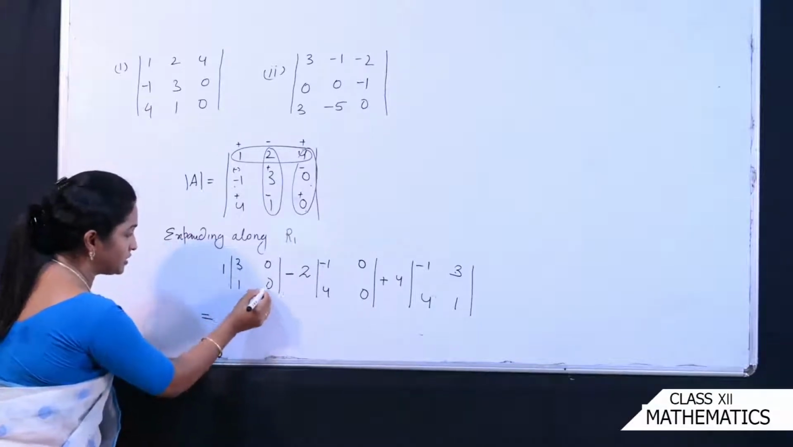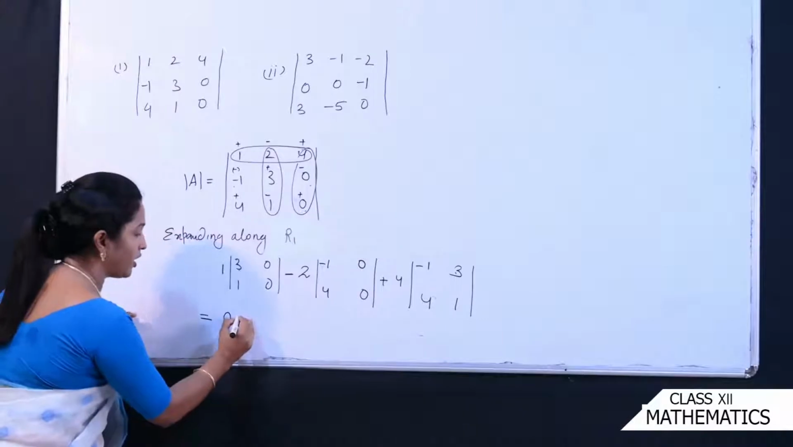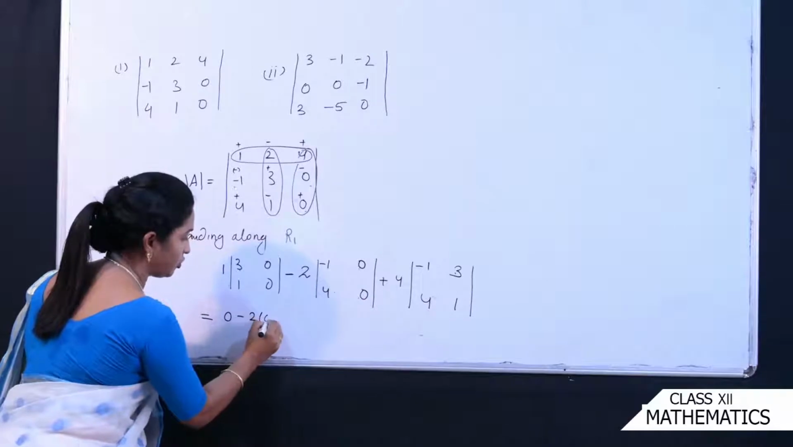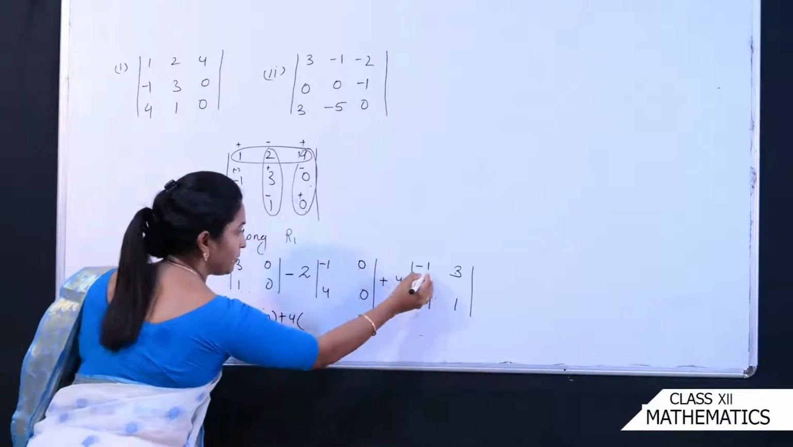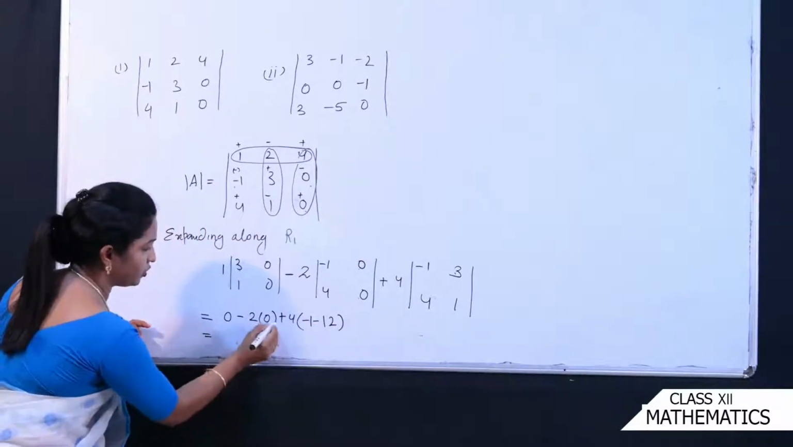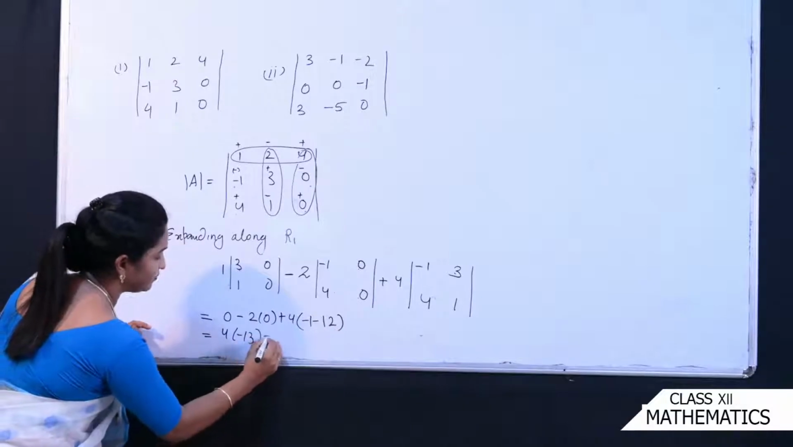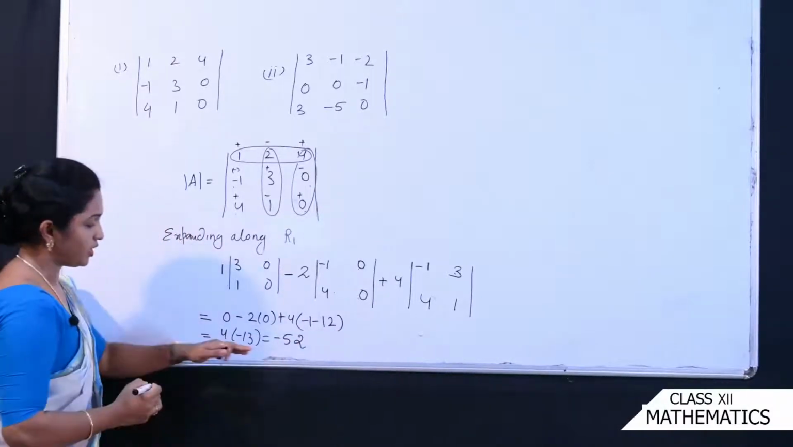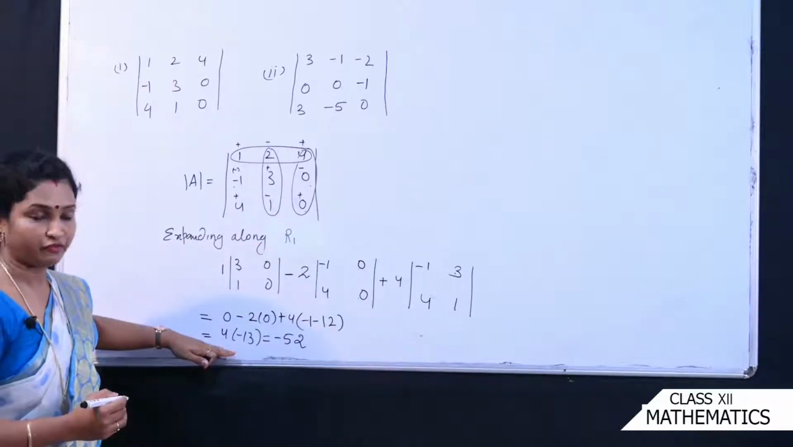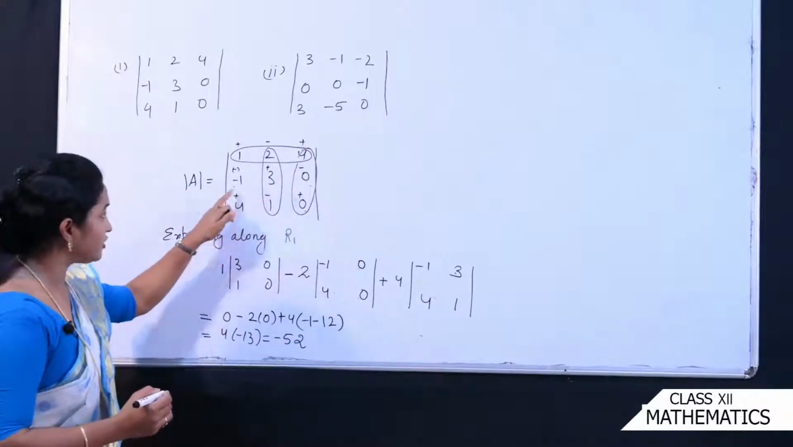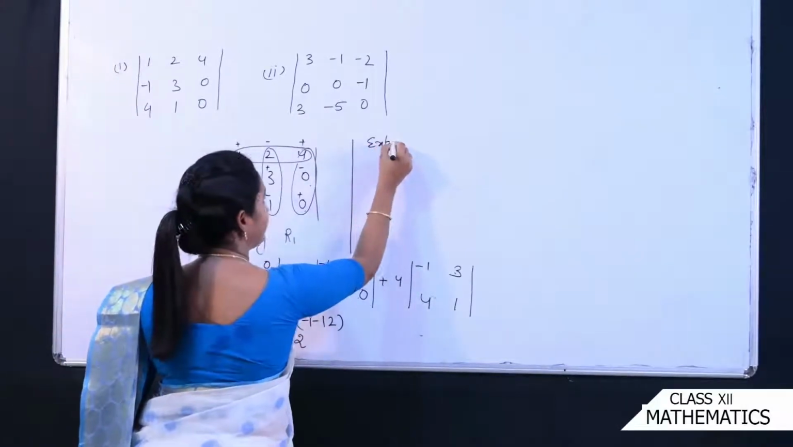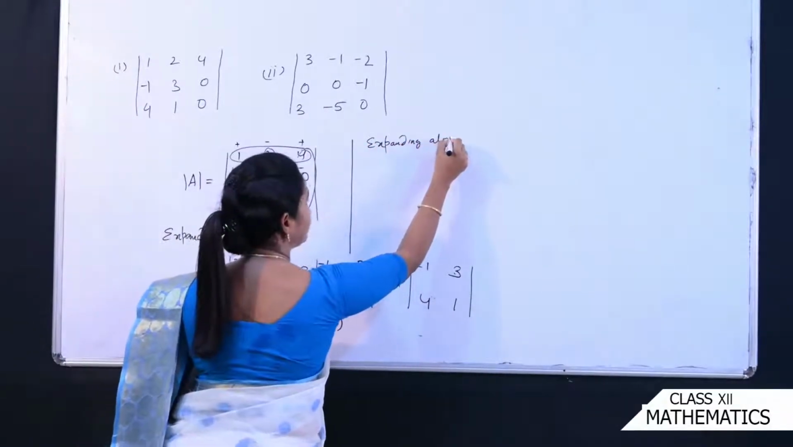So what are you getting, 3 into 0, it is 0, -0 ये 0 ही होगा, -2 into here also -1 into 0 0, -0 into 4 again ये 0 होगा, okay, +4 into -1 -12, okay, and that equals to, ये तो पूरा 0 हो गया, here it is 4 into -13 and it is -52, okay. So when you expand along R1 you're getting the value determined as -52. Let's see whether you're getting the same answer when you expand along R2, okay. So now let's see expanding along R2, okay.